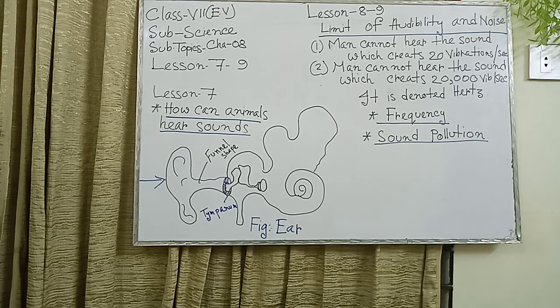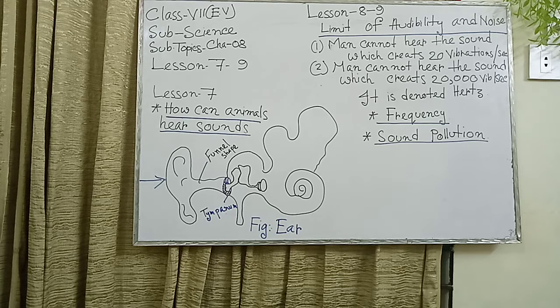So we know that the dog has the ability to hear above 20,000 hertz of frequency, and the ultrasonogram works at that frequency as well. Again, the next topic: well audible sound and noise.